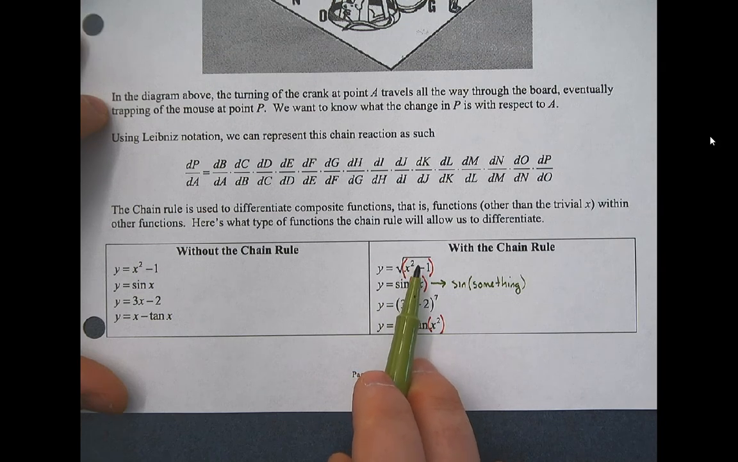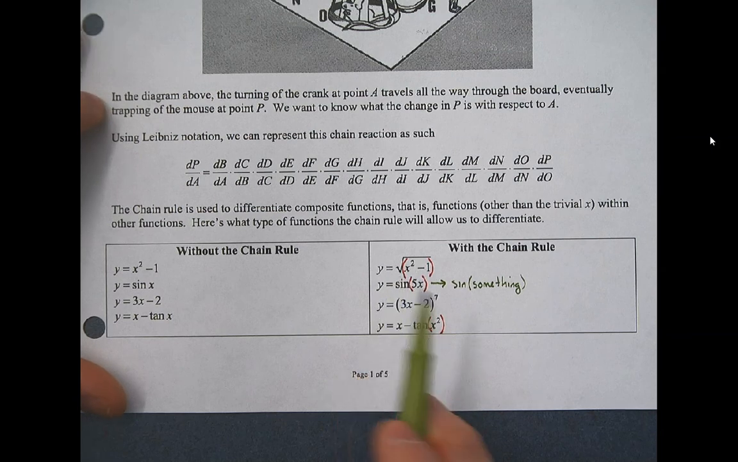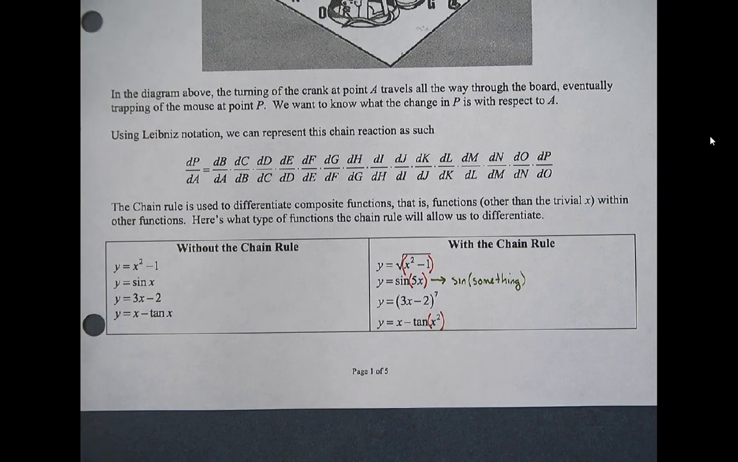Like here, what's the outside function? It's square root of something. And we're going to talk about how to derive that. What's the outside function here? Something to the 7th. Those are the functions. So let's do an example.